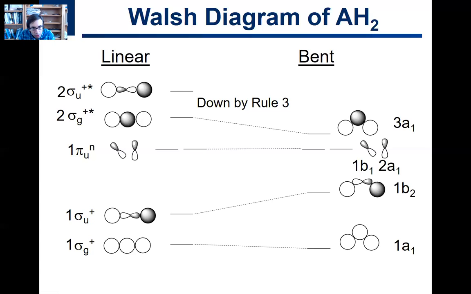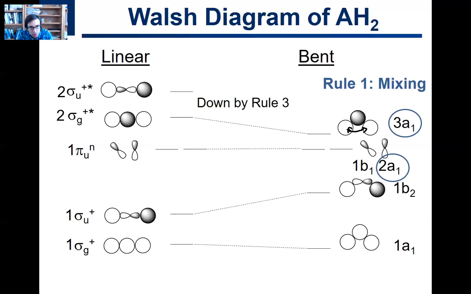But let's keep going. What about this one? 2 sigma G plus anti-bonding orbital. Now, again, we're all spheres, so just like the bottom one here, moving spheres off axis doesn't do anything, right? Still is this effective overlap in terms of rule number 2. But by rule number 3, we have slightly favorable bonding interactions, L to L, ligand to ligand interactions that are going to cause this to go down slightly in energy.